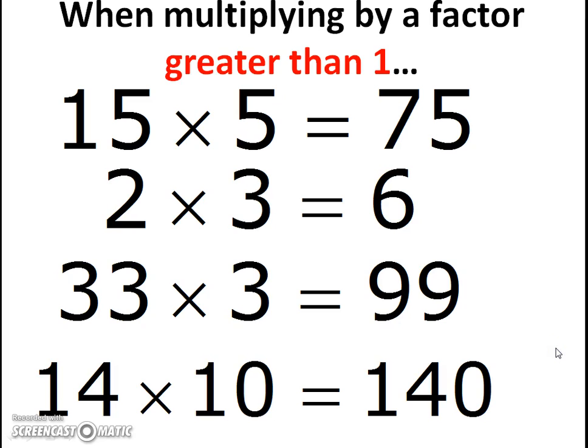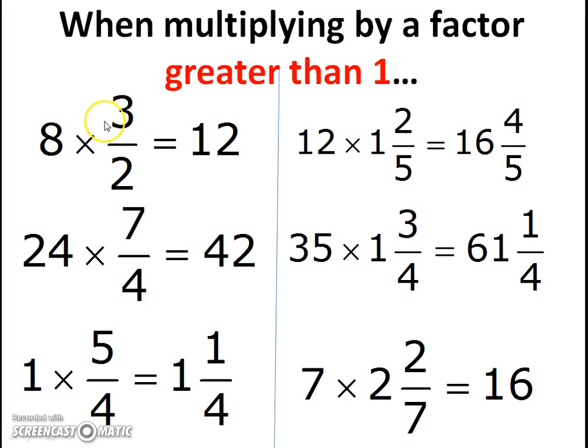Take a look at these examples. When multiplying 15 times 5, your product is 75. 2 times 3 equals 6. 33 times 3 equals 99. 14 times 10 equals 140. When multiplying by a factor greater than 1, such as 5, 3, 3, and 10, your product will always be greater than the original factors.